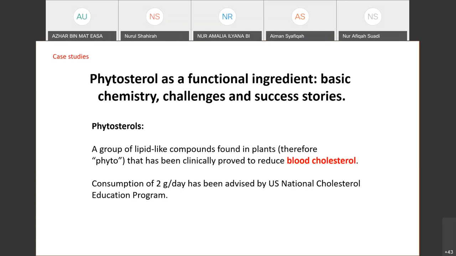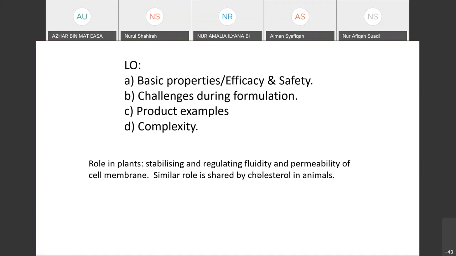Okay, done with number one. I'm trying to move to the next page. Okay. Today the learning outcome is simple. We're going to learn about the basic properties, efficacy and safety of phytosterol. And then the more important one is the challenges during formulation, why it is so important. There are product examples, of course, many of them. You can just go to the market and buy some. And complexity. I have chosen this particular functional ingredient, phytosterol, because of its complexity. It is not simple. Fructooligosaccharides and inulin are considered simple. Beta-glucan is simple.